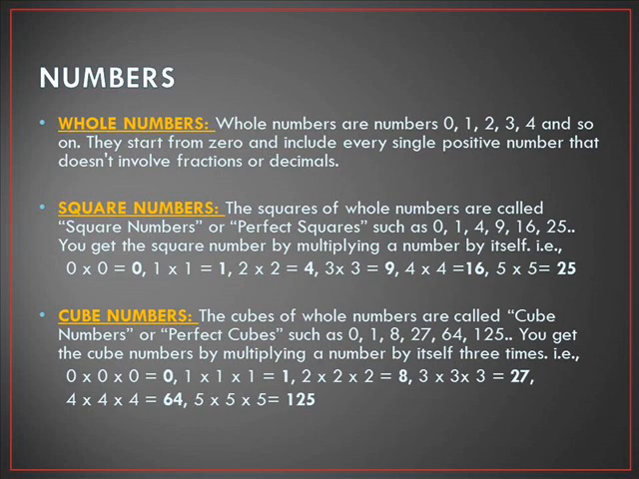Cube numbers are the cubes of whole numbers. They are also called perfect cubes, such as 0, 1, 8, 27, 64, 125. You get the cube numbers by multiplying a number by itself 3 times. 0 into 0 into 0 is 0. 1 into 1 into 1 is 1. 2 into 2 into 2 is 8. 3 into 3 into 3 is 27. 4 into 4 into 4 is 64. 5 into 5 into 5 is 125, and so on and so forth.